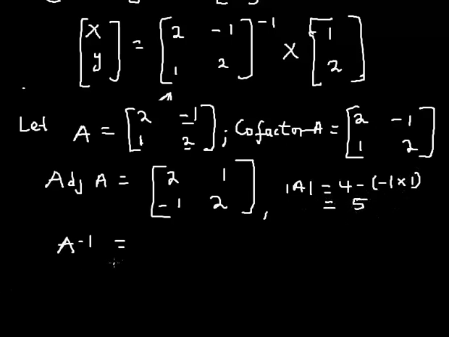Okay, so invariably now my inverse is going to be equal to 1 all over 5. Okay, then multiply by the adjoint, which of course is 2, 1, minus 1, then 2. Okay, let's flow.